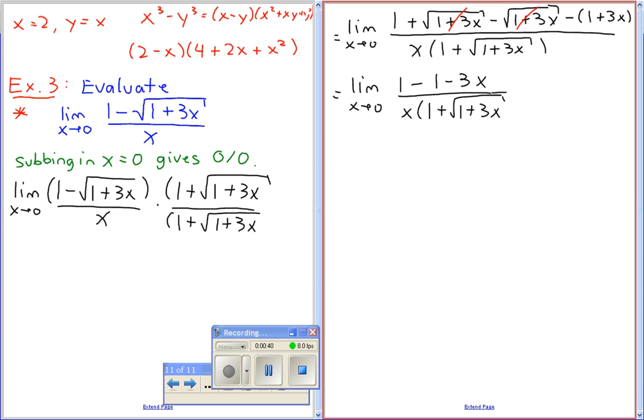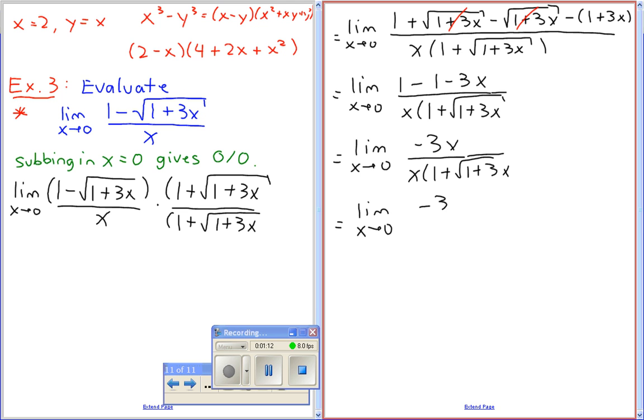So, we're up to Megan L. Megan, go ahead. So you basically just factor out your x. Yeah. Good. So negative 3x all over x times that. It turns into the limit as x approaches 0 of negative 3 all over 1 plus the root of 1 plus 3x.